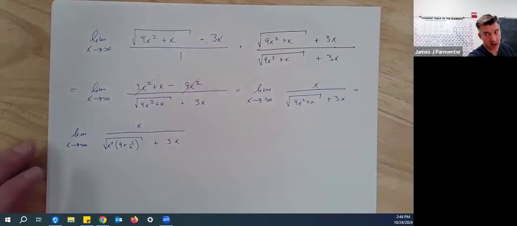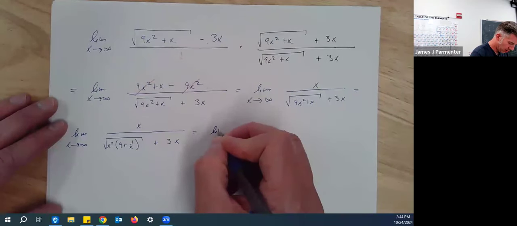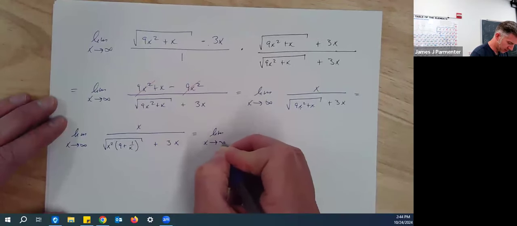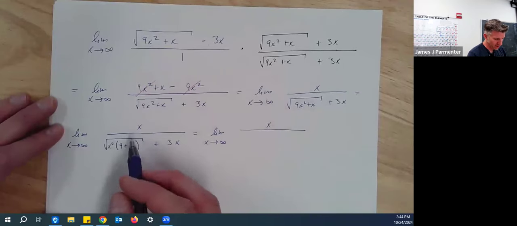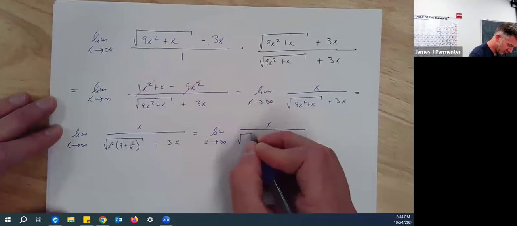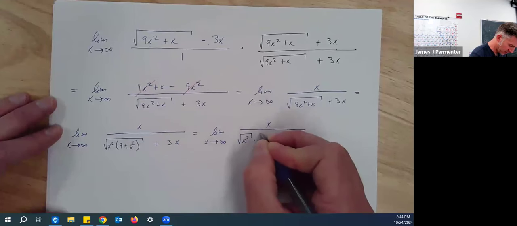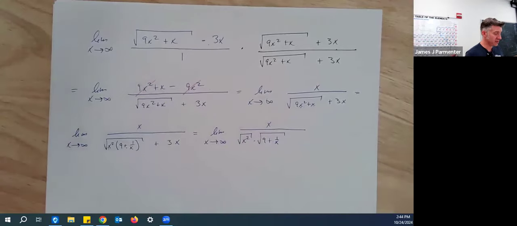I'm going to show an extra step here. I don't think we actually need to show this step, but I want to show it for you all. I'm going to rewrite this as the limit as x goes to infinity of x over, and break up the square root of x squared times 9 plus 1 over x as the square root of x squared times the square root of 9 plus 1 over x. It's a totally valid thing to do, right?